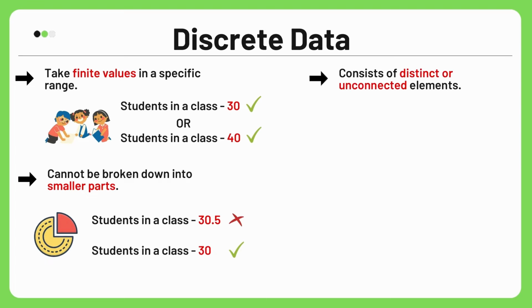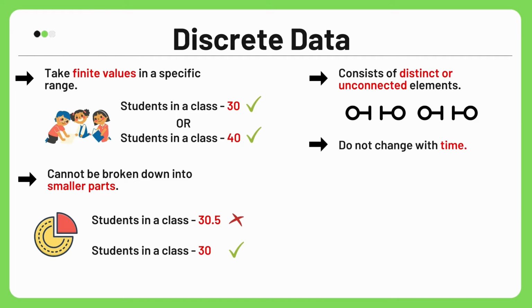Discrete data consists of distinct or unconnected elements which are non-continuous in nature. For example, let's assume class A has 30 students and class B has 35 students. Clearly, both the counts are unrelated to each other. Discrete data generally do not change with time. Example, the number of students in a class will not change every month.